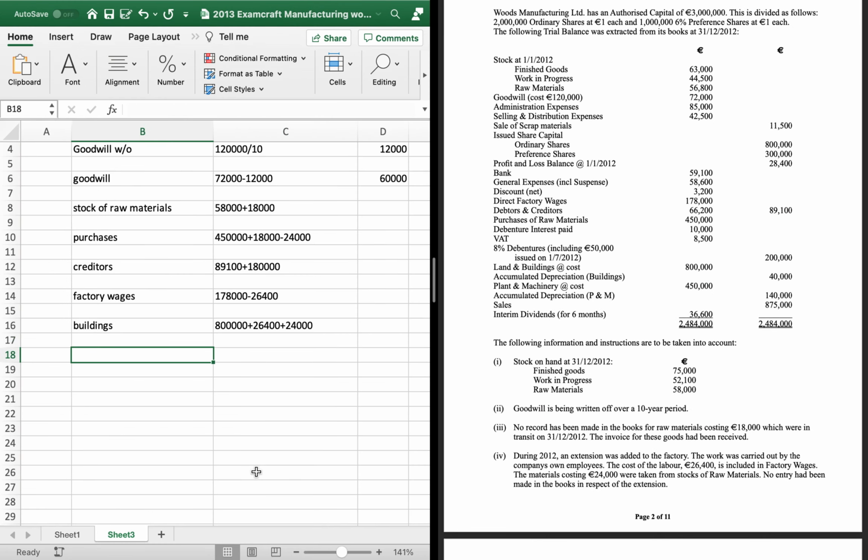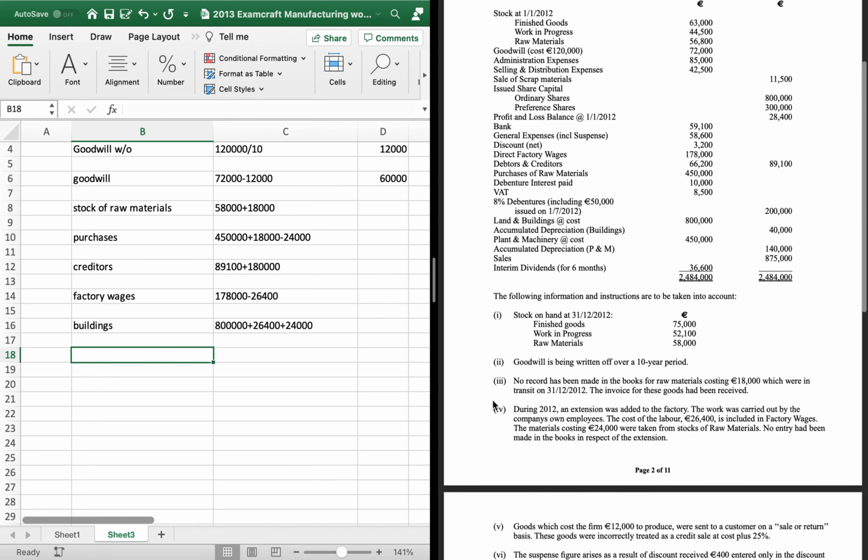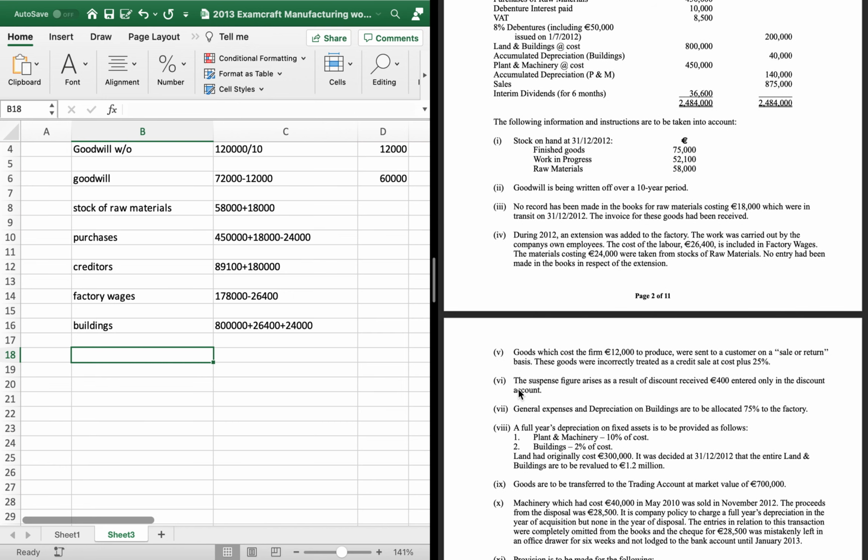Alright, sorry about that. So 26.4 plus 24,000. They get added in to the buildings. Okay, so that's number 4.